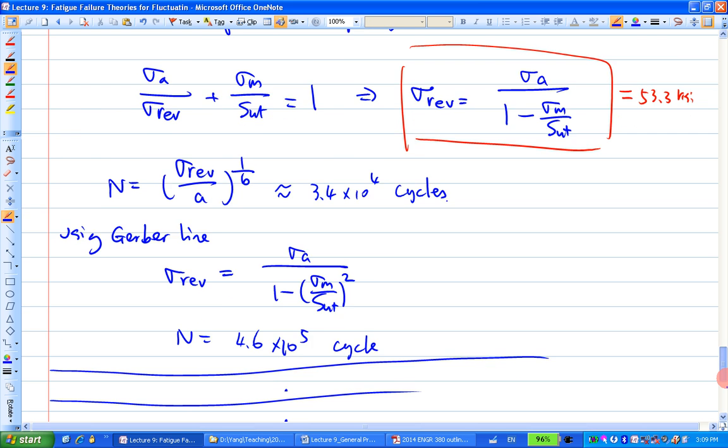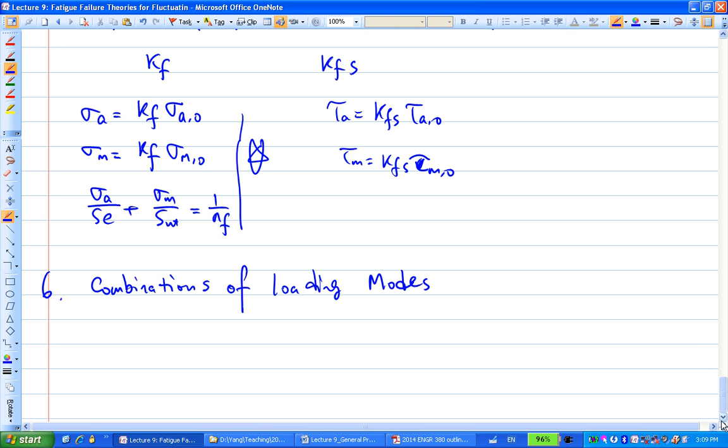So then the question is, what if we have a combination? Basically, there exists the sigma A, maybe the sigma A comes from bending. Maybe there is the sigma M, also from bending. And there might be a tau A, which is probably torsion, and there's probably a tau M, maybe also from torsion.